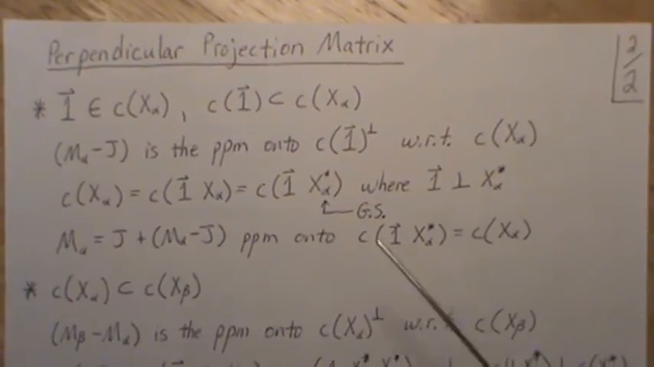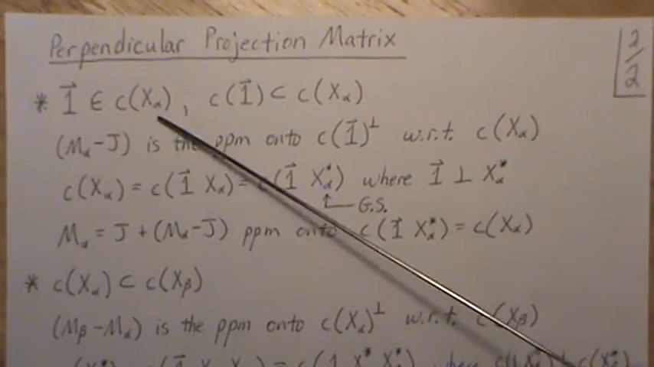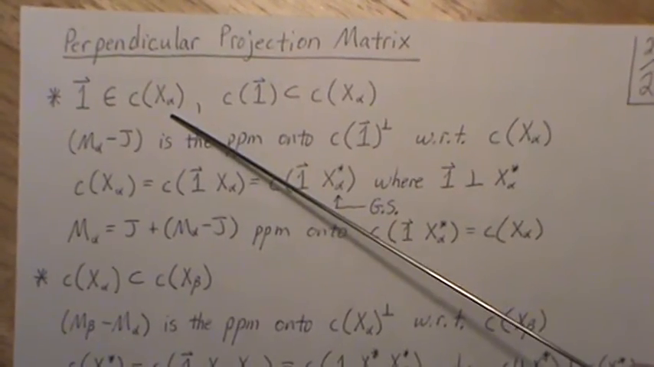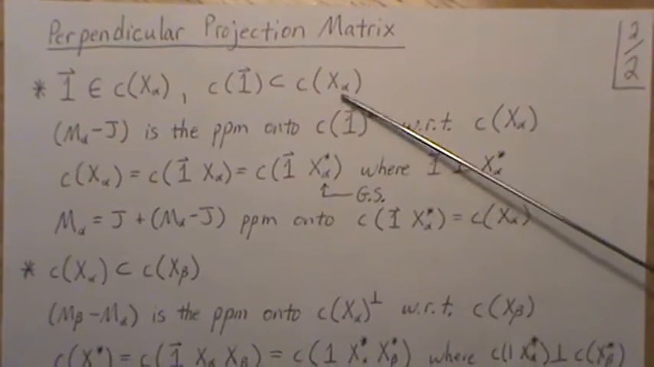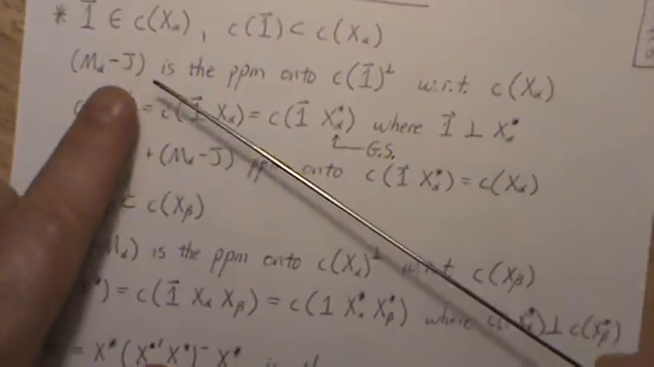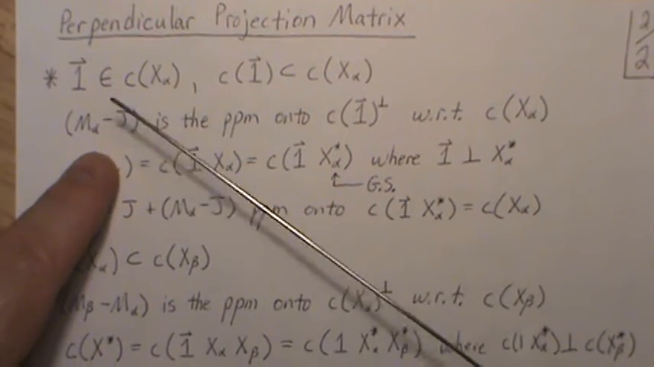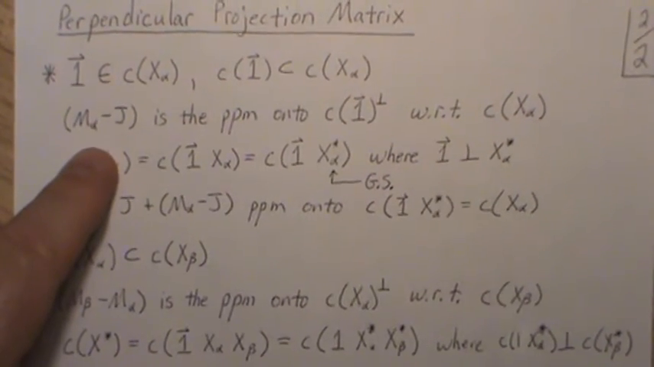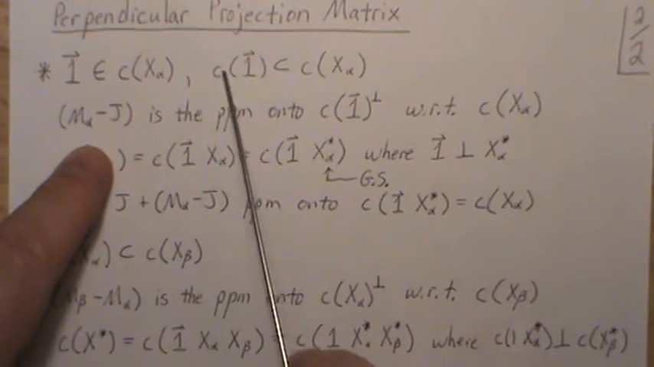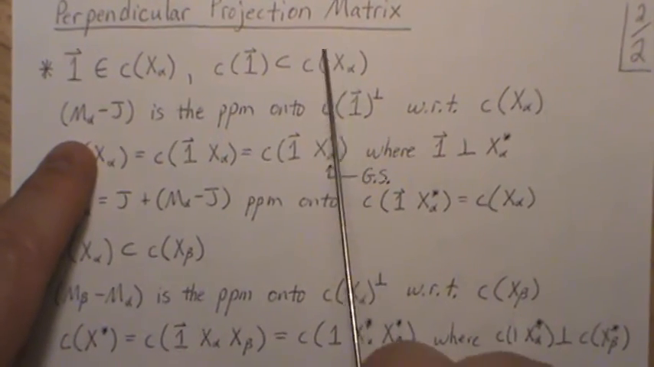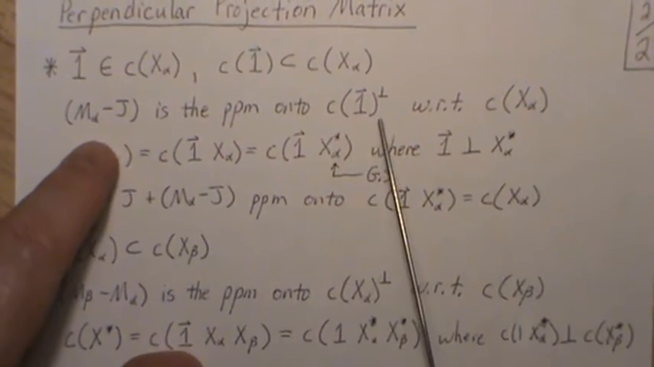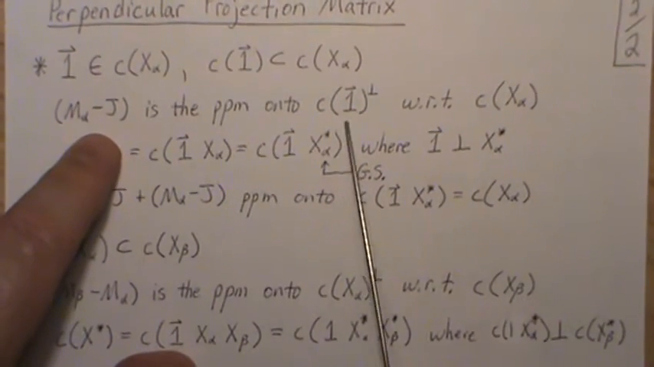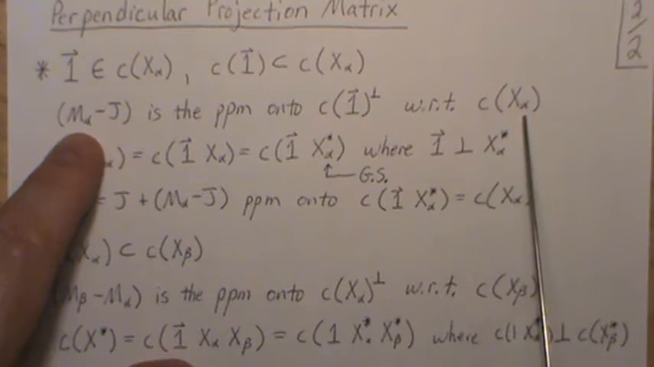Now, to give a little more detail on what we just did, notice that the one vector is a part of the column space of X alpha. Or you can think of the column space of 1 as a subspace of the column space of X alpha. Now, this matrix, M alpha minus J, remember those are both perpendicular projection matrices, and since J projects onto this as a subset of X alpha, the difference is a perpendicular projection matrix orthogonal to the 1 vector with respect to the column space of X alpha.